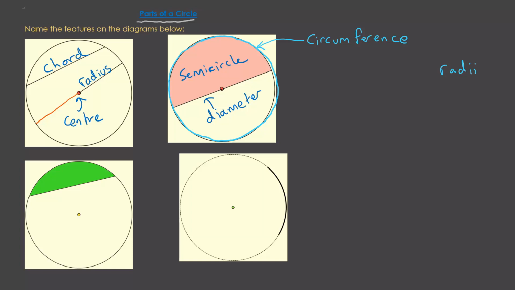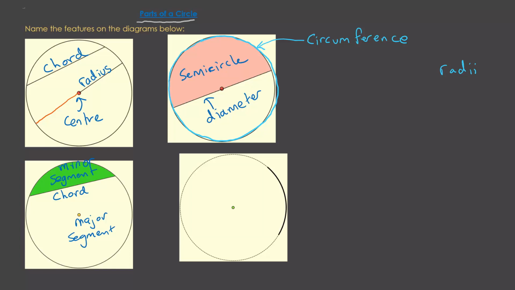In the next diagram we have a chord again, and it splits the circle into two parts known as segments. So this one is a segment, but so is the one down here. That's also a segment. So the big one is called the major segment, and the small one is called the minor segment.